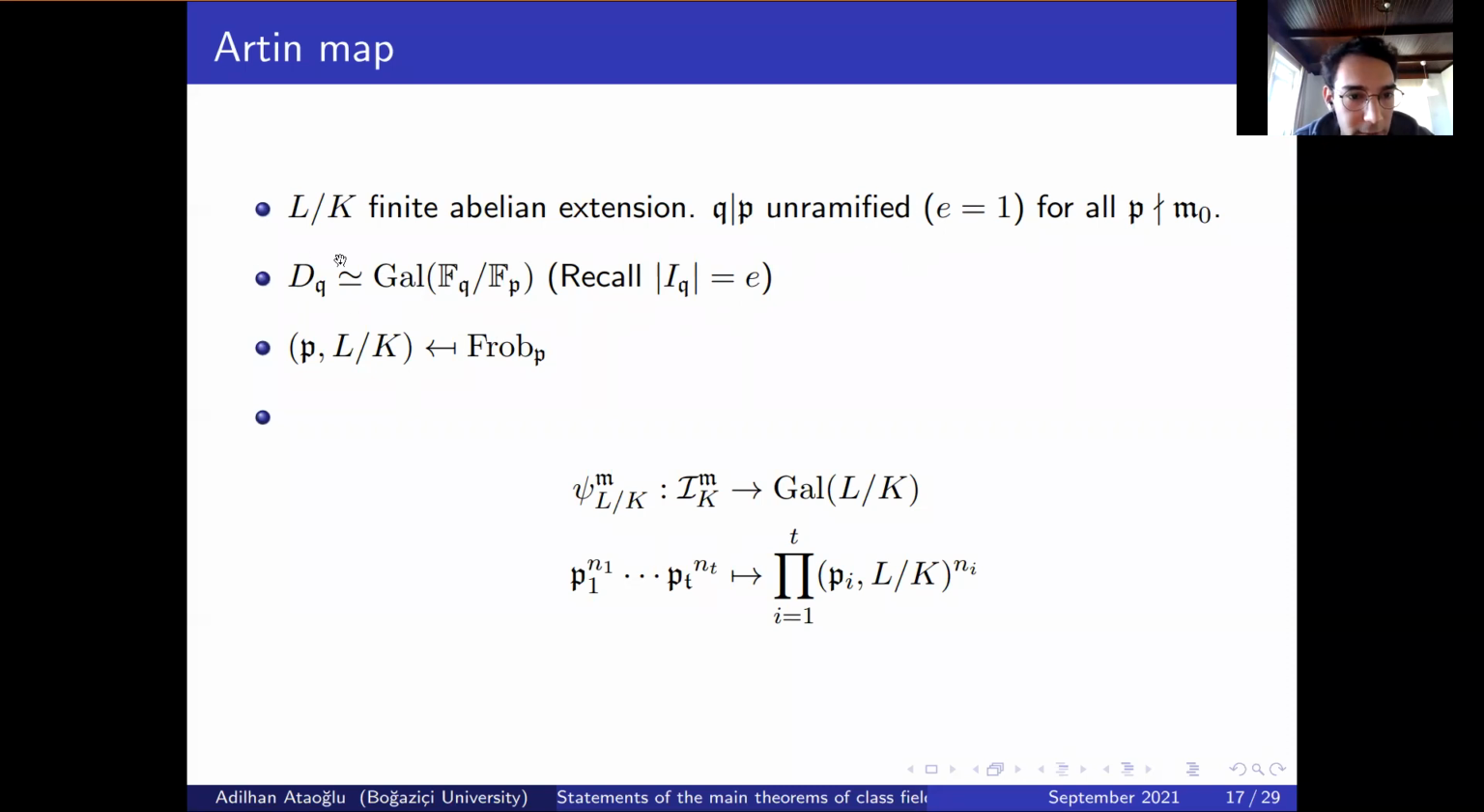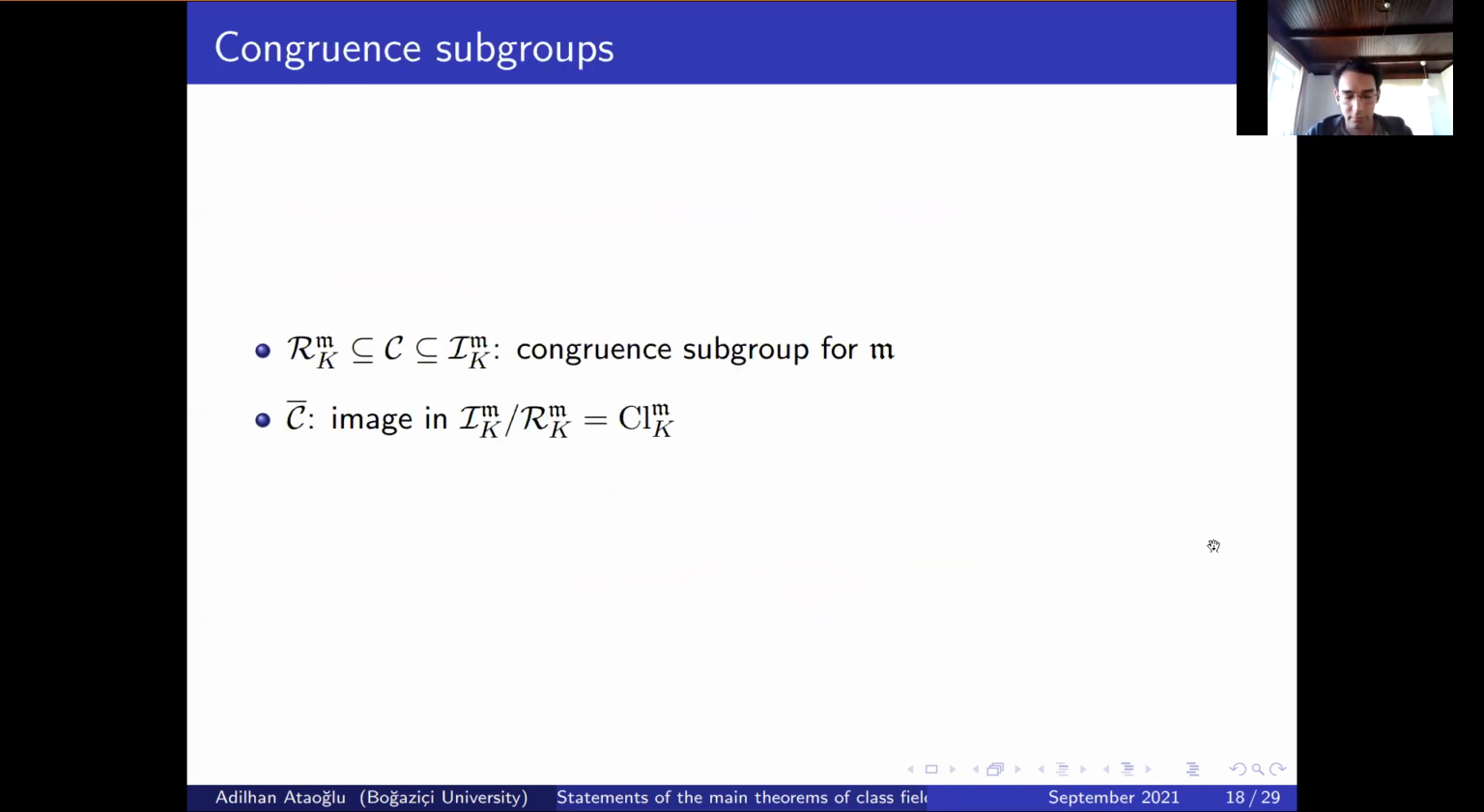And then we have this isomorphism between the decomposition group of Q and the Galois group of the residue field. On the right-hand side, the Galois group is a cyclic group generated by an element called the Frobenius element, and we take its pre-image in the decomposition group and denote it as (P, L/K) and call it also the Frobenius element. Now, all of the decomposition groups are equal to each other, and the Artin map is defined as this map: it takes a prime ideal to its Frobenius element, and it is extended to all of the ideals coprime to the modulus M by this multiplicative property.